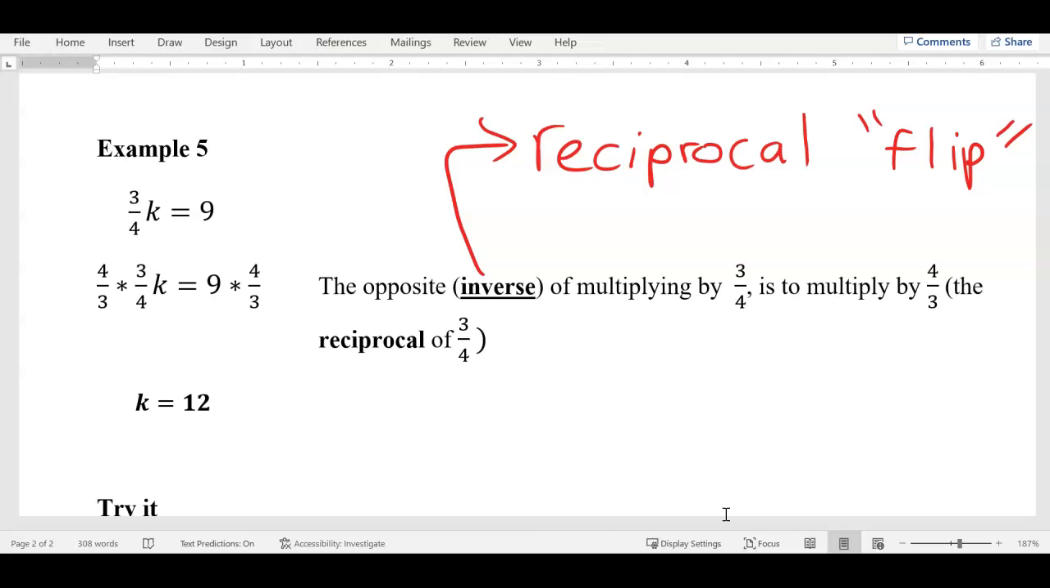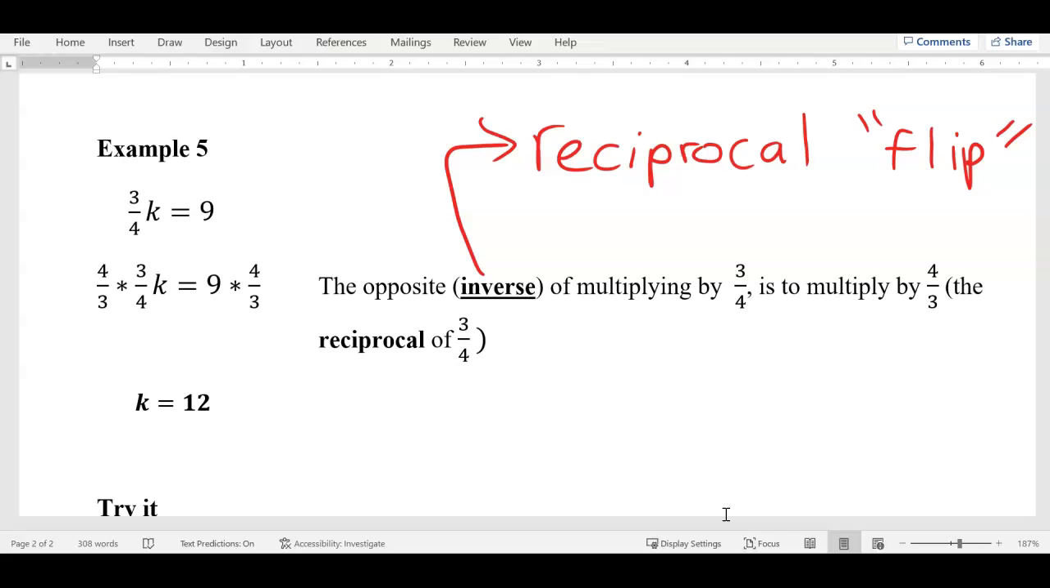Whatever's on the bottom will then be on the top, and whatever's on the top will be on the bottom. So the 3 over 4, flip it over, gives me 4 over 3. Okay? So again, 3 over 4 gives me 4 over 3 when I flip it, and now I multiply that. So times 4 over 3 on the left, times 4 over 3 on the right. It's always both sides, right?